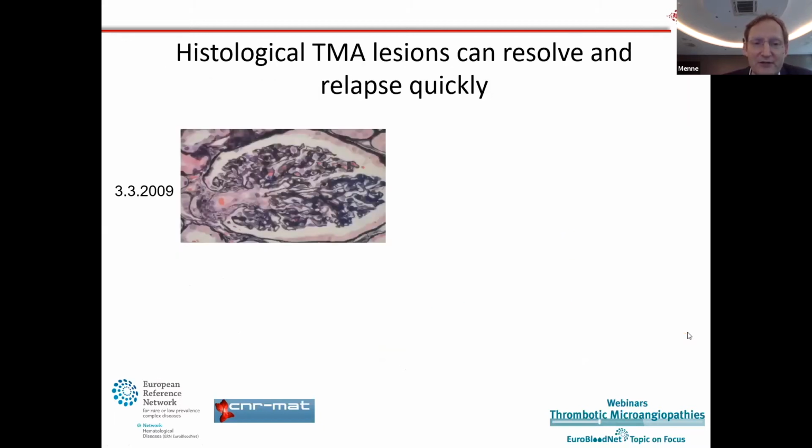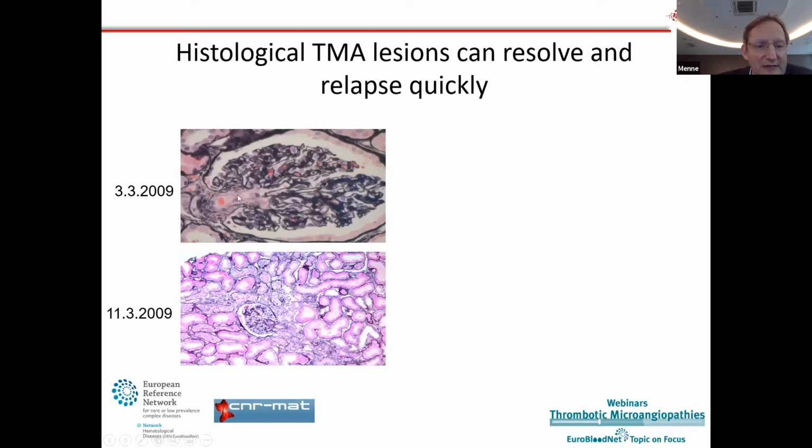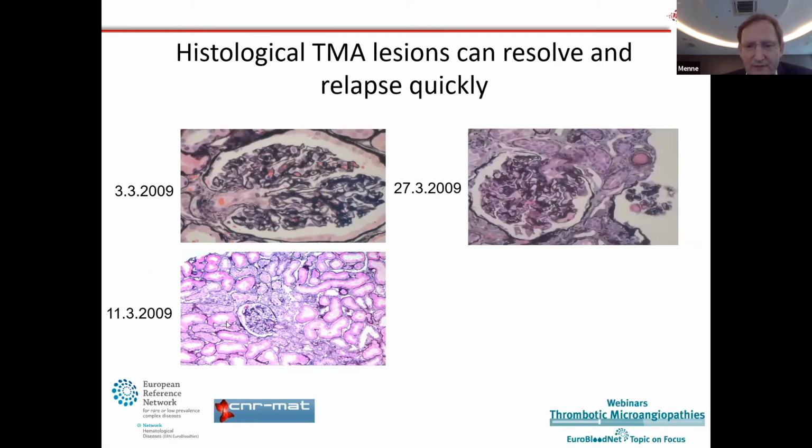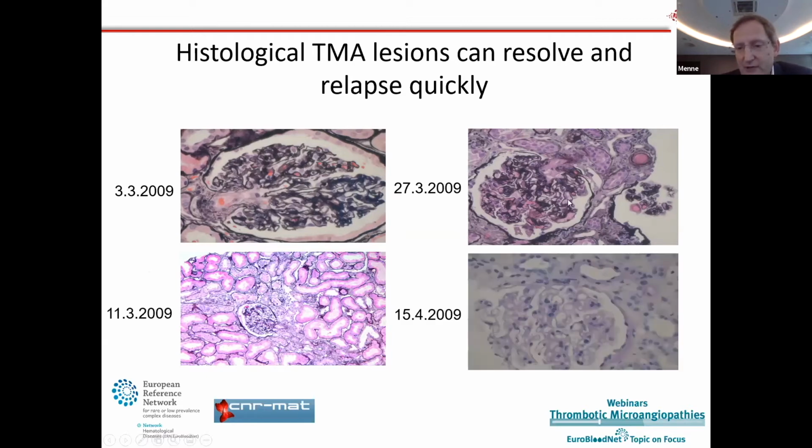What is also interesting, and this is important, here you can see the TMA. This was beginning of March. And just 8 days later with plasma exchange, it was completely gone. You do not see it anymore on biopsy. Then 14 days later, it was back again. Here you can see it was affecting the arterioles and the glomeruli. We plasma exchange them, and it was gone again.